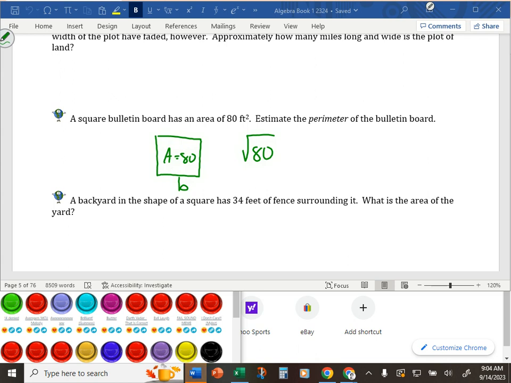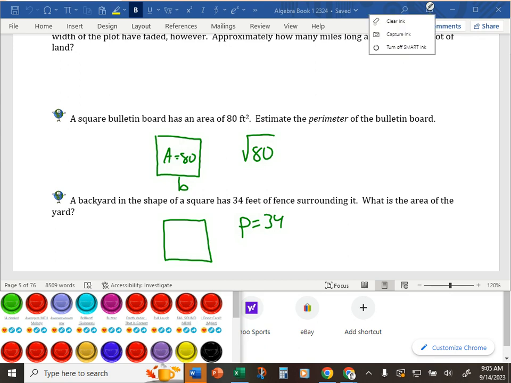A backyard in the shape of a square has 34 feet of fencing surrounding it. What is the area of the yard? So here you have your square backyard. The perimeter is 34. It's a square, so all four sides have to be the same, right? But the perimeter is 34. What is the area of the yard? And then, is that it?